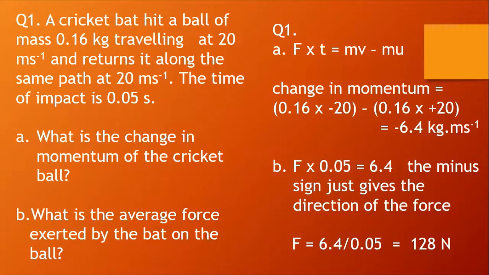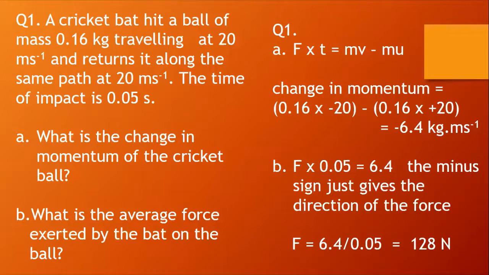And I'm going to assume that the ball initially is moving from left to right, and that's the direction of positive momentum. So let's just look at the answer. F times T equals mv minus mu. So the change in momentum, 0.16 times minus 20, because it's coming back in the opposite direction, the direction of negative momentum, minus the 0.16 times plus 20, and that's minus 6.4 kilogram meters per second, or it could be newton seconds.